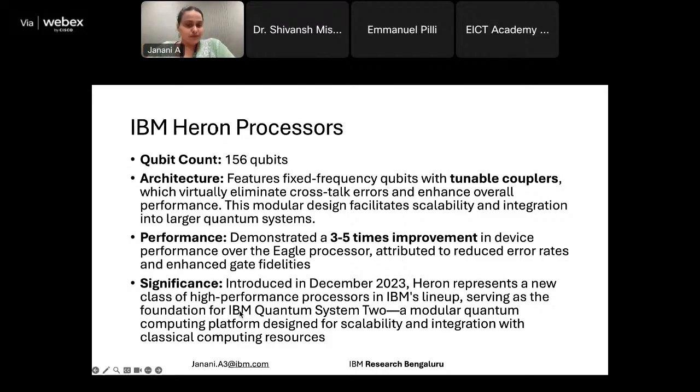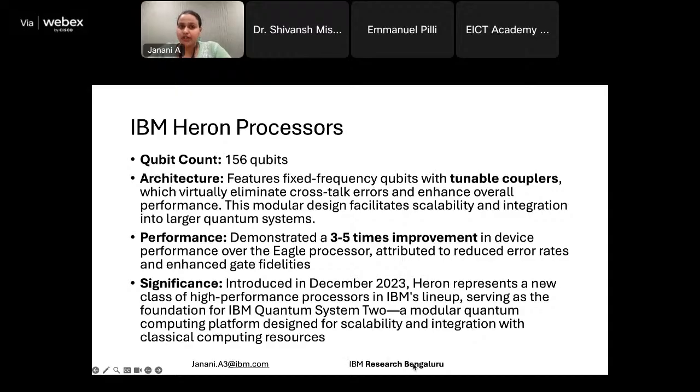Now, in terms of significance, it was introduced in December 2023, and it represents a new class of high performance processors in our lineup, and they serve as the foundation for IBM Quantum System Two, which is a modular quantum computing platform designed for scalability and integration with classical computing resources.